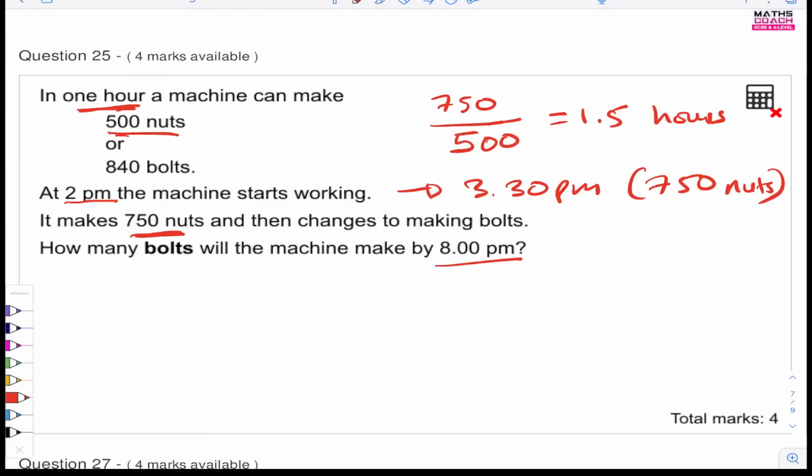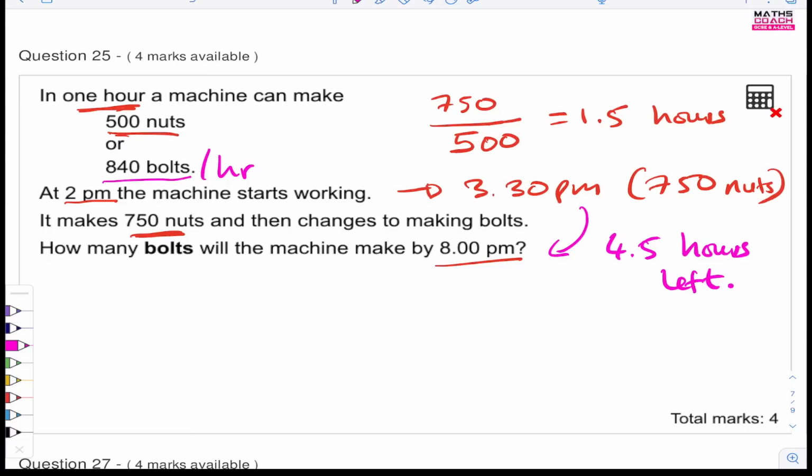Okay. So how much time is remaining to get to 8 o'clock? Hopefully the machine doesn't take any breaks like humans need to. So let's work that out. So 3:30 to 8 p.m. that is 4.5 hours. So 4.5 hours left. Okay, and in that time it can make just bolts. Now remember, it makes 840 bolts per hour.